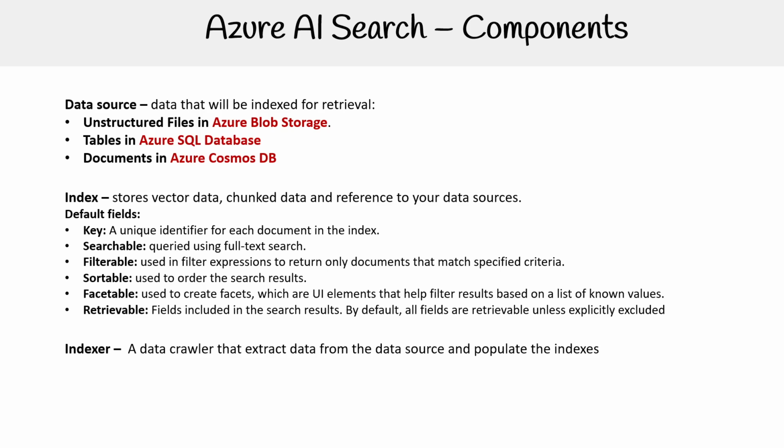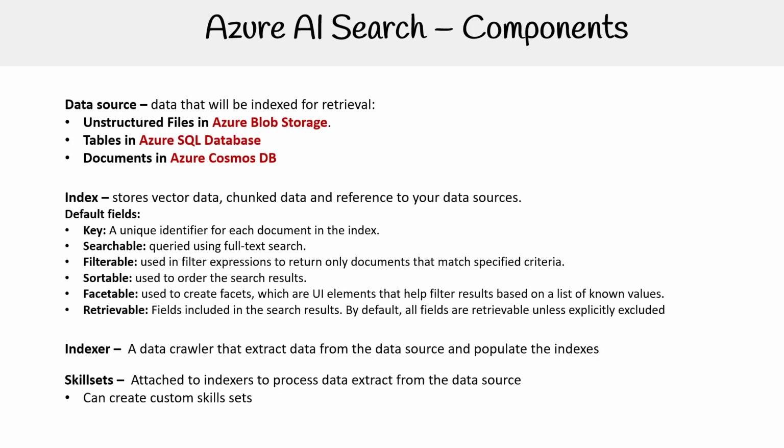We have an indexer, which is a data crawler. If you are from the AWS world, you know AWS Glue, you've heard of a data crawler before. It extracts data from the data source and populates indexes, and you have skill sets. This is attached to indexers to process data to extract from the data source. You can create custom skill sets, often leveraging AI services. So they have a bunch of pre-built ones, and some stuff they'll use there are the Azure AI services. And if you see the word data crawler, you should think ELT or ETL, because basically this has built into it a very basic ETL from your data sources over to here.